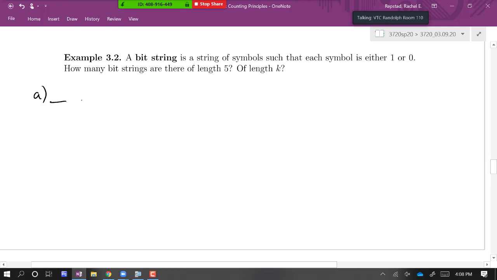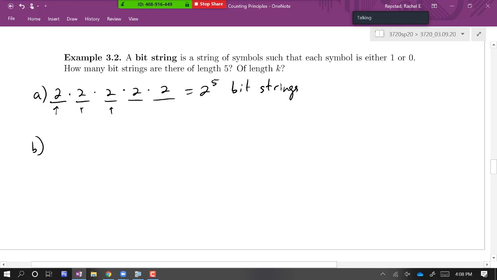So I've got 5 spots to fill in, right? Each one of these is either a 0 or a 1. How many choices do I have for each of these? Say that again? 2 choices. And if I picked a 1 for the first thing, that doesn't mean I can't use 1 over again, right? So I have those 2 choices always. So 2 to the 5th. What about how many bit strings of length k, if I don't decide right at the outset how many? 2 to the k? Yep.